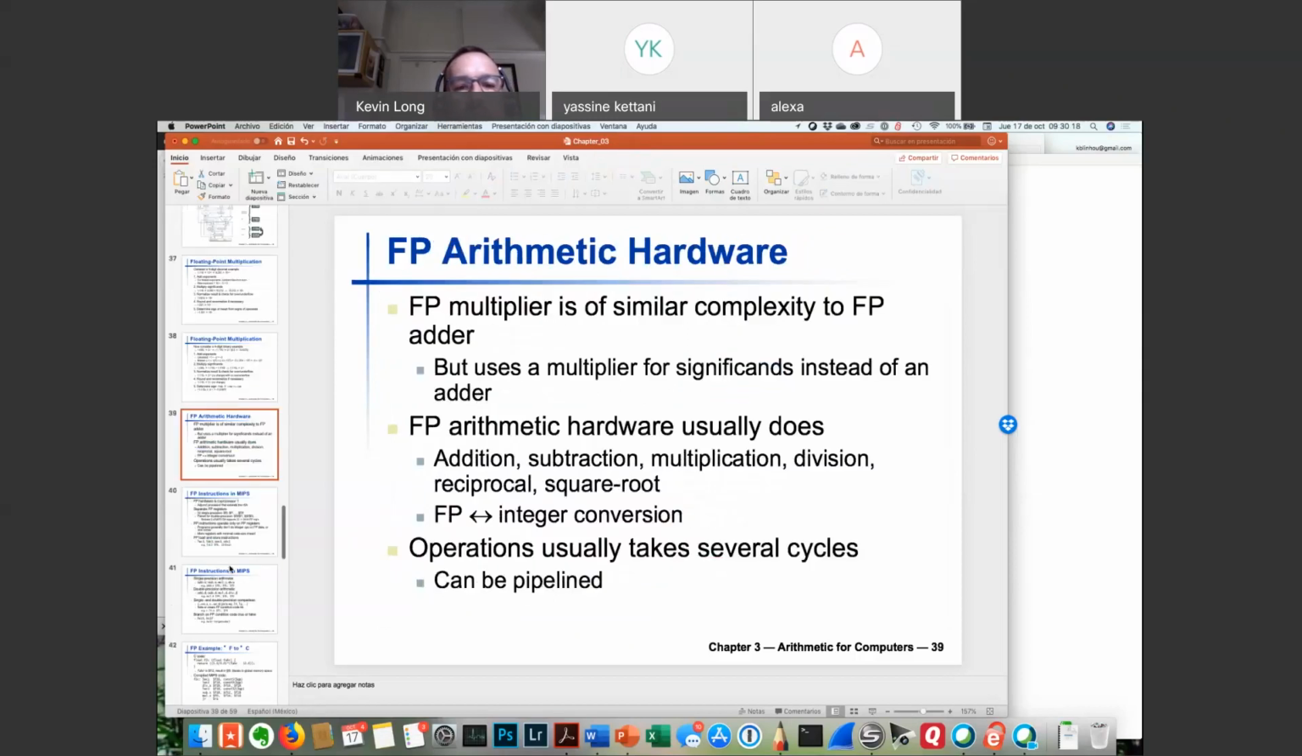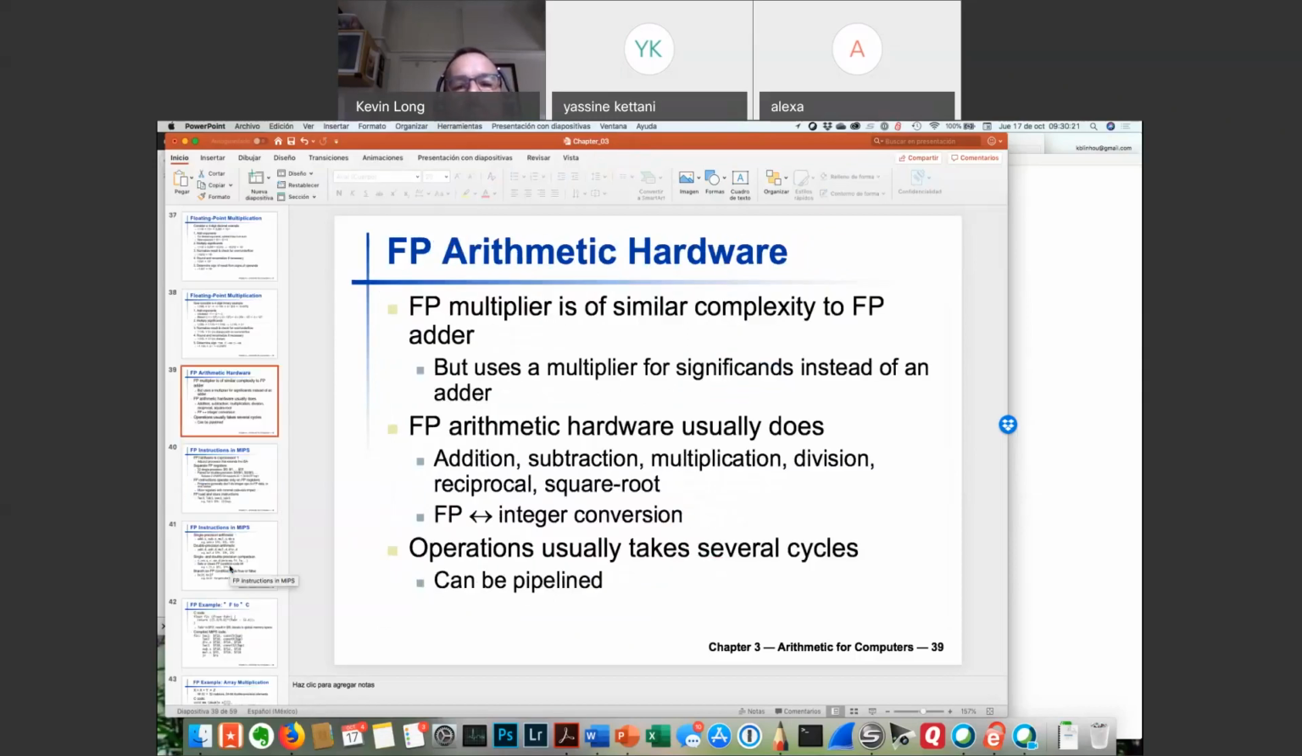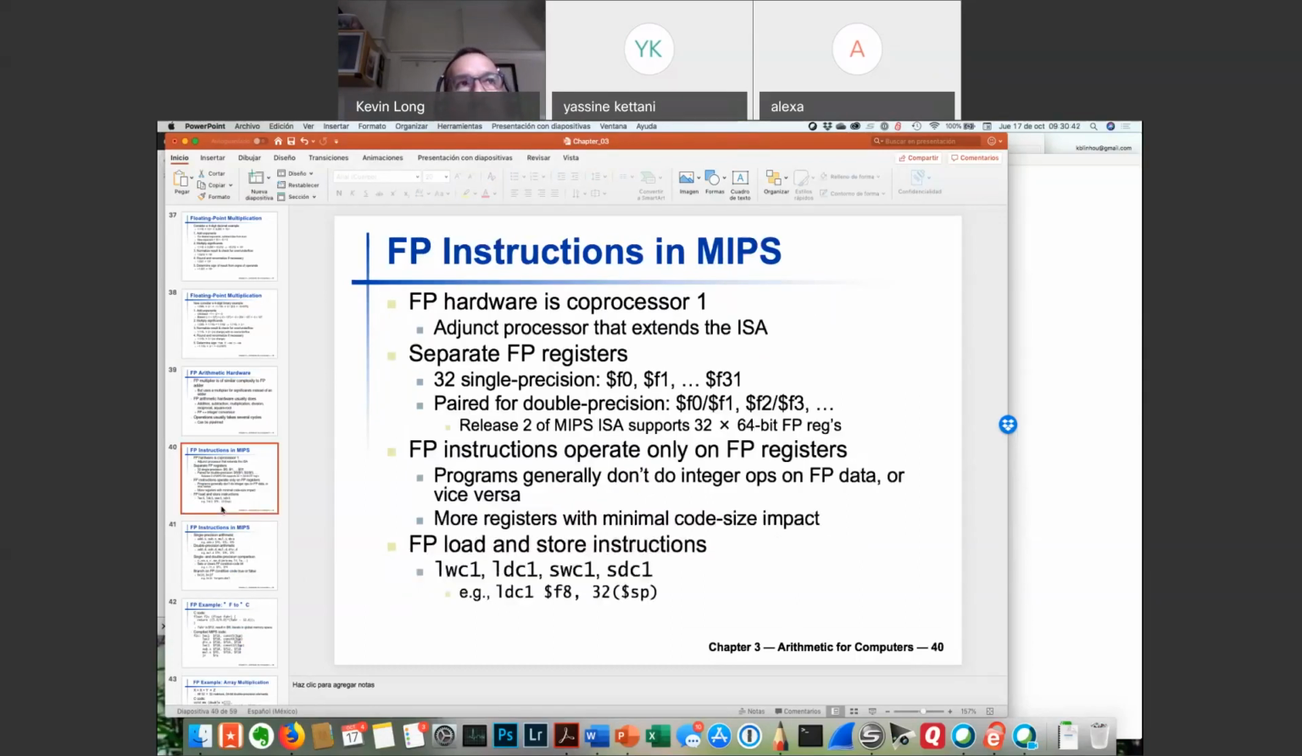The floating point math hardware for multiplication is similar to the adder, but that hardware is usually tasked to do all kinds of stuff like reciprocals and square roots and multiplication and division, addition, subtraction, all done with that floating point hardware, and it's one of your longer, slower instructions.